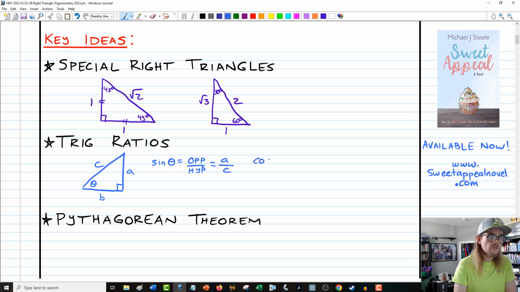The second of those ratios is going to be cosine of theta, which is going to be the adjacent side over the hypotenuse. So once again, using our given triangle here, the adjacent side is going to be B, and the hypotenuse will be C.